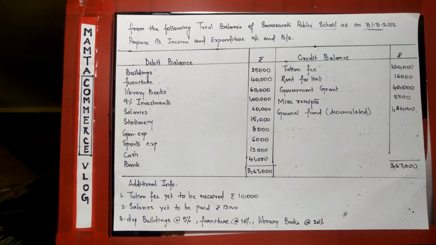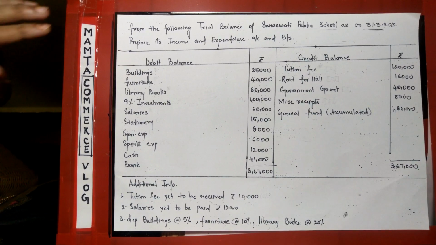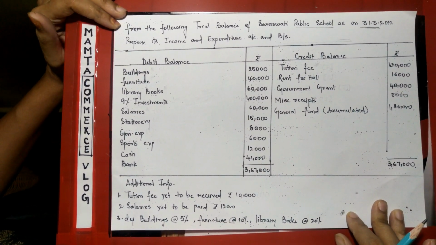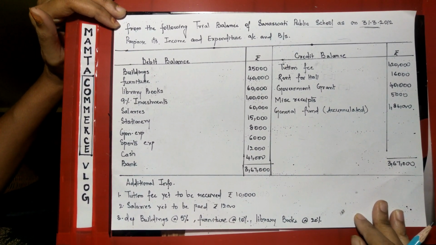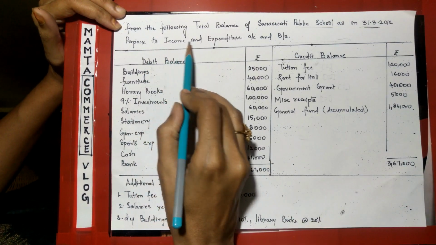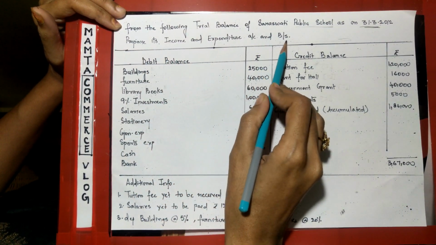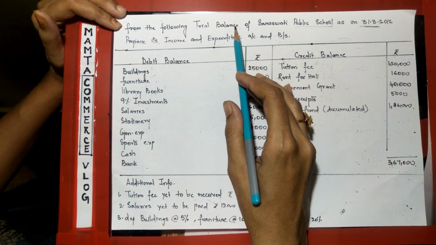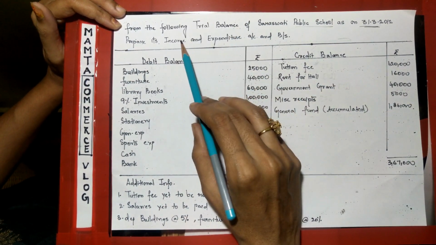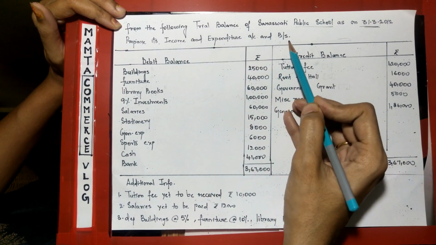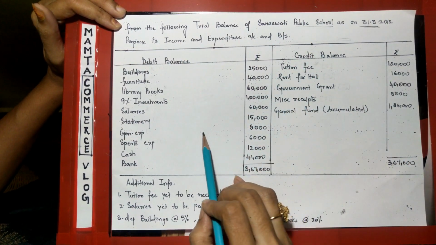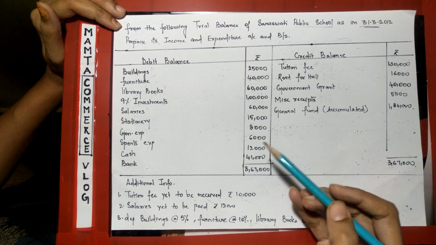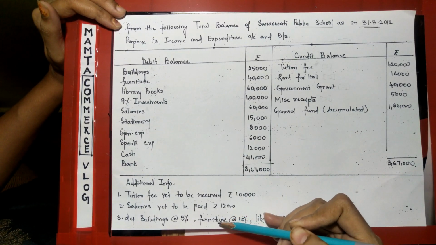Hi friends, today I'm going to start with the next problem of NPO. So this is the question of NPO. In this question, he is asking us to prepare income and expenditure account and balance sheet. He gave us the format of trial balance, and from this trial balance we have to prepare income and expenditure account and balance sheet. Before moving to this trial balance, first we will understand the additional information, then we will move to the trial balance.